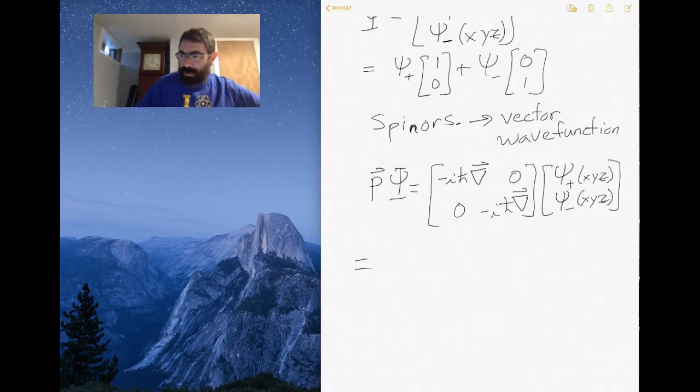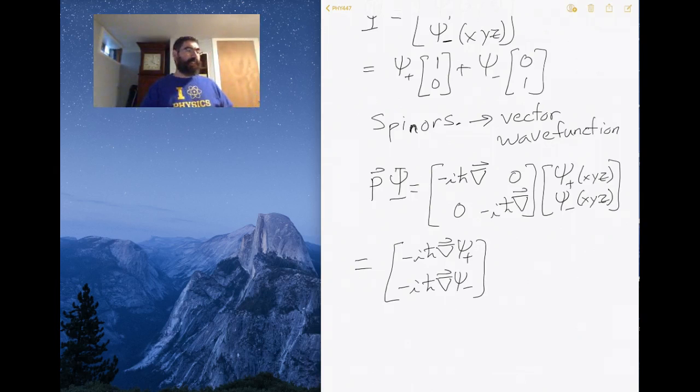So in the end, what you get is something that would look like a vector of minus i h bar del psi plus, minus i h bar del psi minus. And that would be how you would approach solving this problem. You basically have now a vector of equations, so you could break it up. The easy thing probably is to break it up and say, let's solve the spin up component, let's solve the spin down component. Or you can leave it as matrices and work with them in that way.